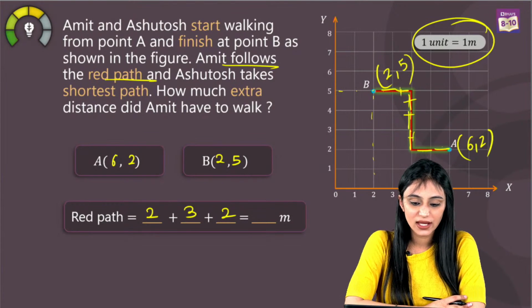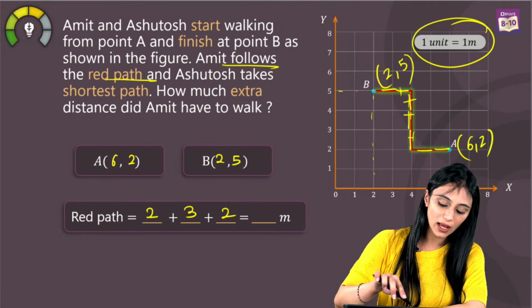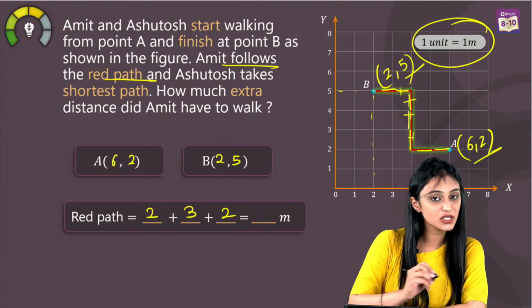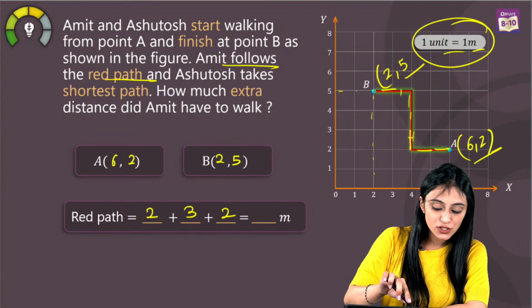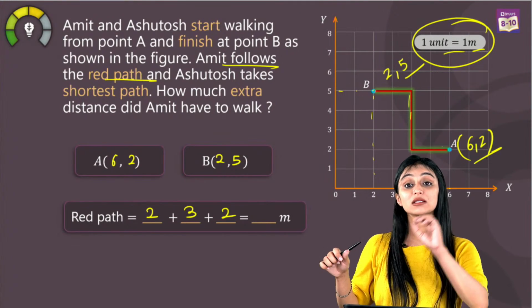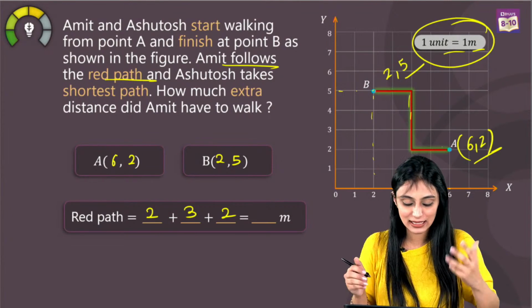Okay. Someone says, ma'am, please repeat it again. Okay. So here what happens is the coordinates of A and B first we have to find out. Each unit over here is representing 1 meter. So from here, since Amit is following the red path, we can calculate how much distance he has covered.